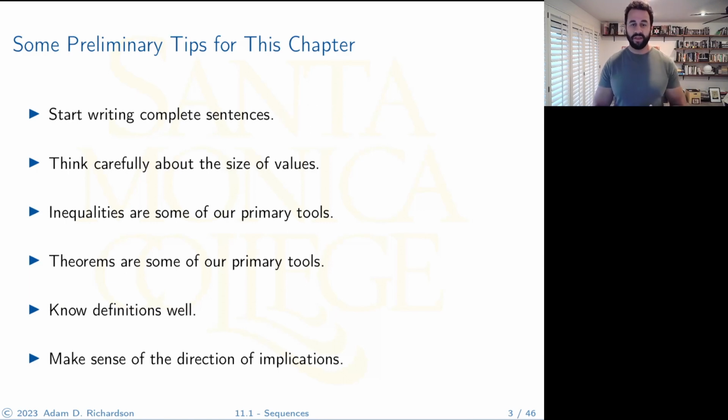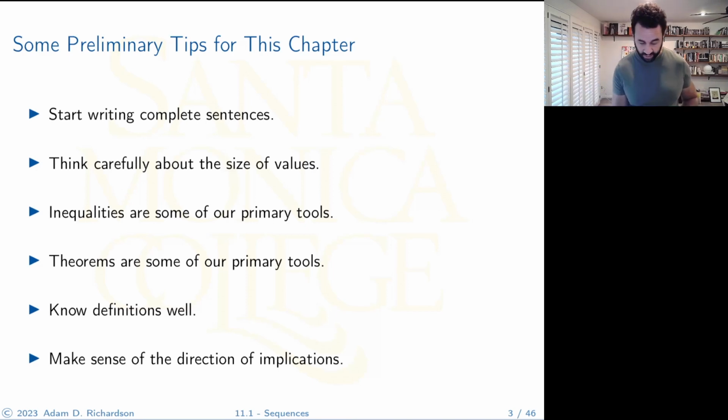Another thing that you want to do is think carefully about the size of values. A lot of what we do in this chapter is compare the size of things. We want to know if something is bigger or smaller than something else. And when we can get that comparison, we can figure out what happens in the long run, or as things go to infinity. That's the idea. Related to that idea is that inequalities are some of our primary tools. So while you're thinking about the size of values, you should also think about how you can express that in terms of an inequality, something being greater than or less than something else. So have the idea of an inequality in the back of your head for pretty much this entire chapter.